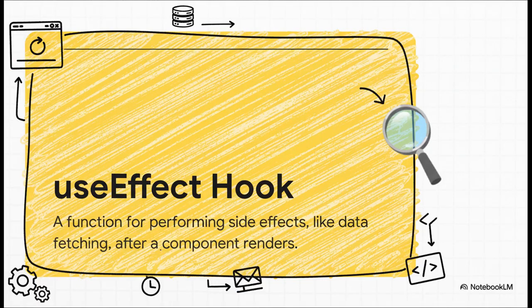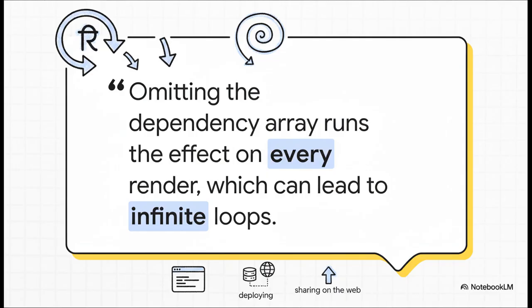For that, we've got another hook, useEffect. Think of this as your do-something-after-the-component-shows-up-on-screen tool. But the real key here is that second part, the dependency array. It's that little array at the end. You put variables in there and you're telling React, hey, only run this effect again if one of these specific things changes. It's how you get precise control over when your actions happen. And listen, this is super important, especially if you're new to React.